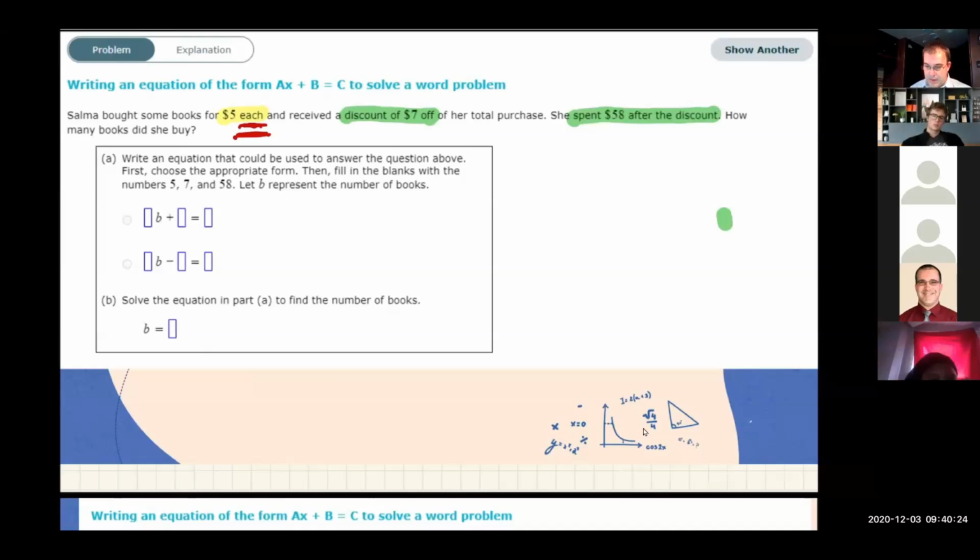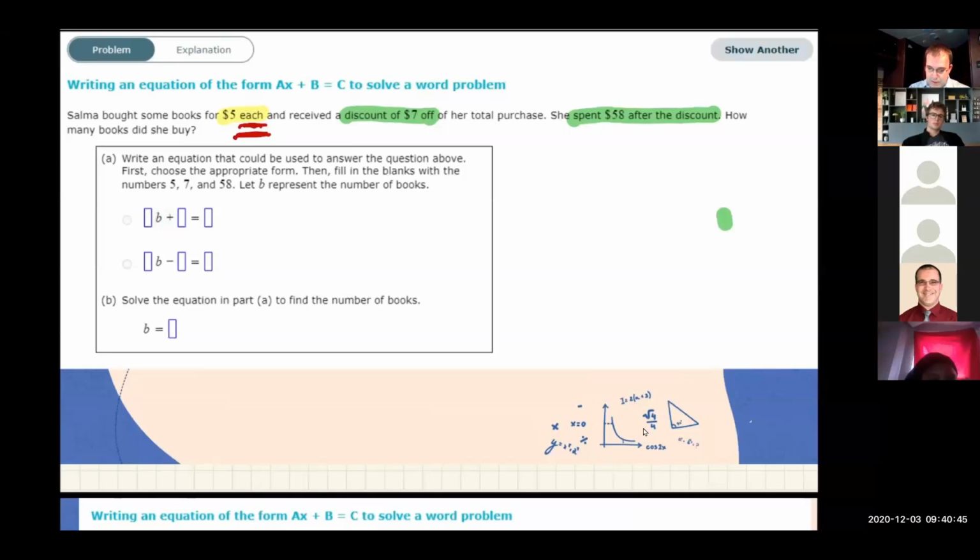When we look at part A, it says, write an equation that could be used to answer the question above. First, choose the appropriate form, then fill in the blanks with the numbers 5, 7, and 58. Let B represent the number of books. So we already know that this B right here is how many books she bought.